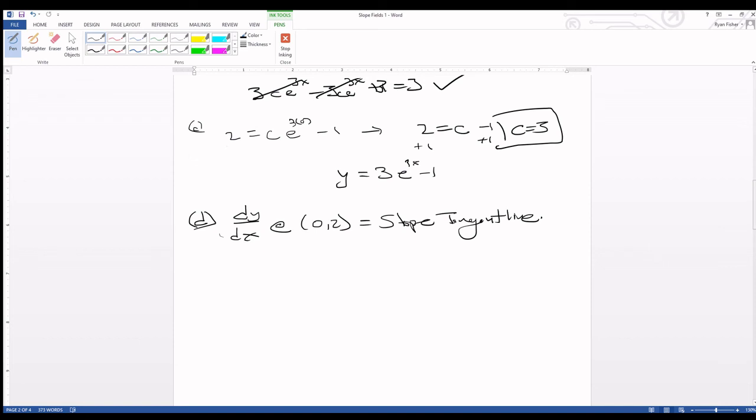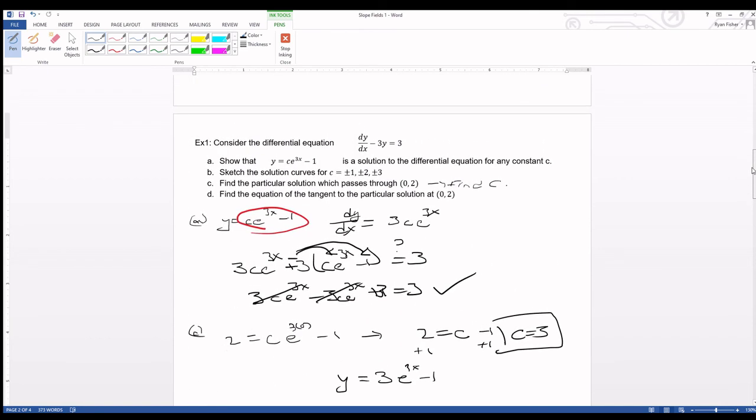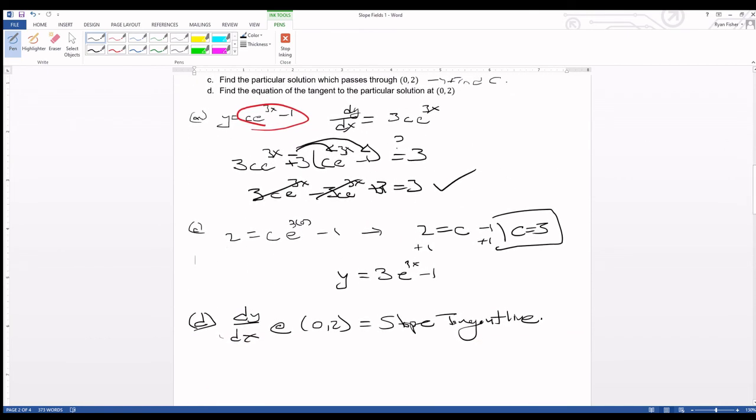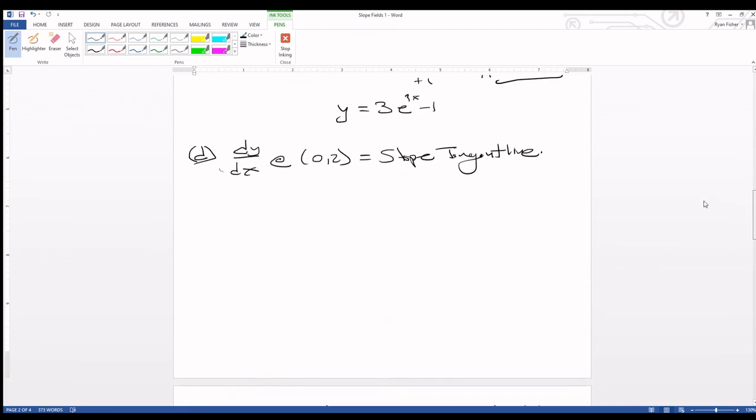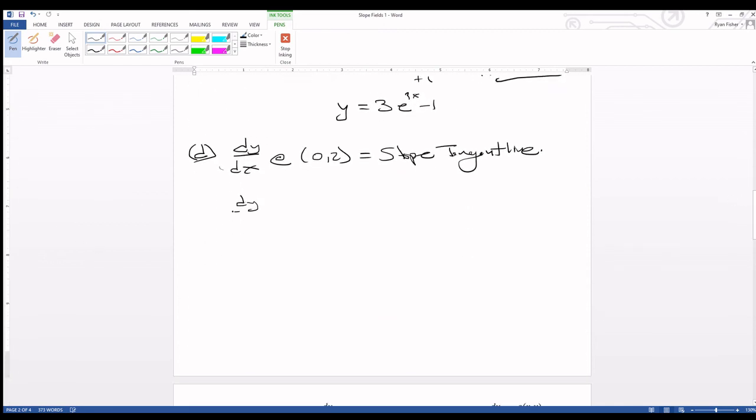Well, we have a differential equation. We could use either the derivative of y, or the differential equation we already have that's solved for dy/dx up here. I'm going to use this to help solve this. So I know that dy/dx minus 3y is equal to 3. Or better yet, that the slope is equal to 3y plus 3.